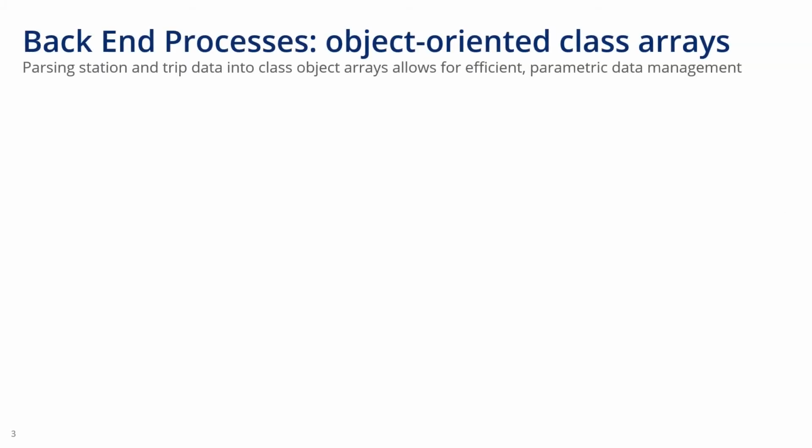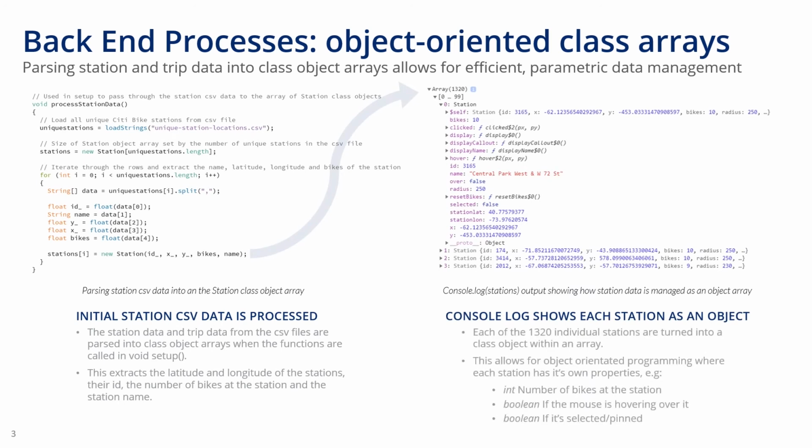The initial station and trip data from the CSV files are passed into class object arrays when the functions are called in the setup function. This extracts the latitude and longitude of the stations, their ID number, the initial number of bikes at the station, and the station name. Here you can see the console log output of the stations array, which shows that the data is now stored and managed in this class object array, which can be called and updated continuously in the draw function, rather than reading the CSV file.